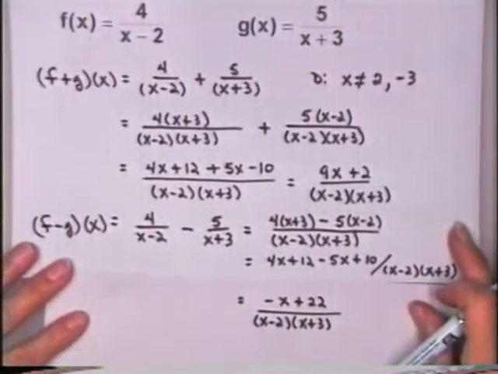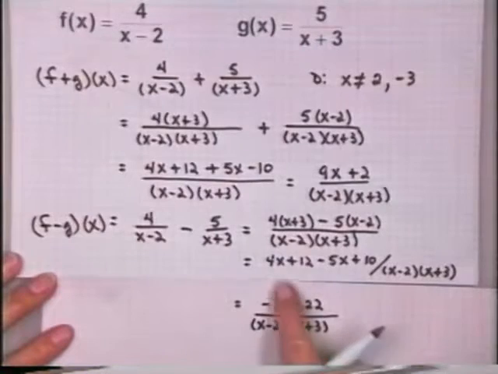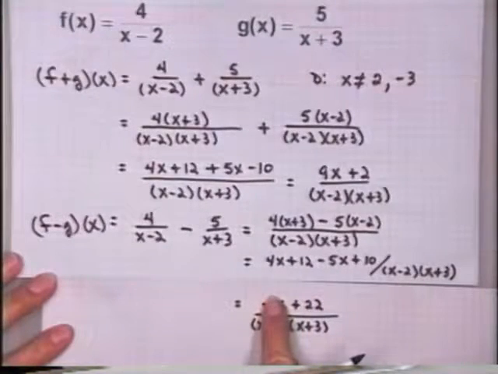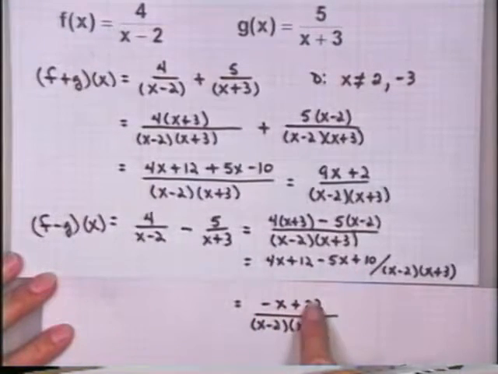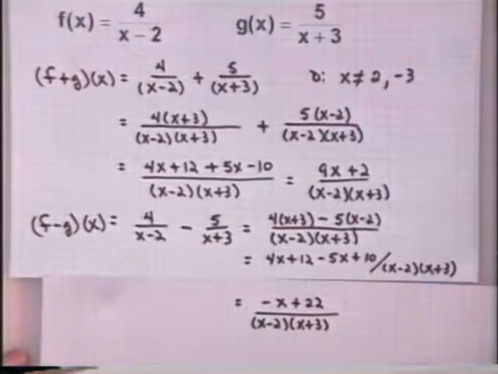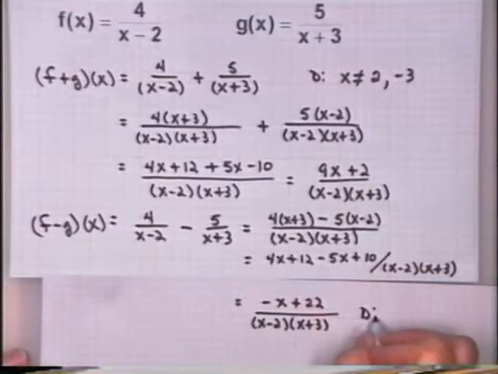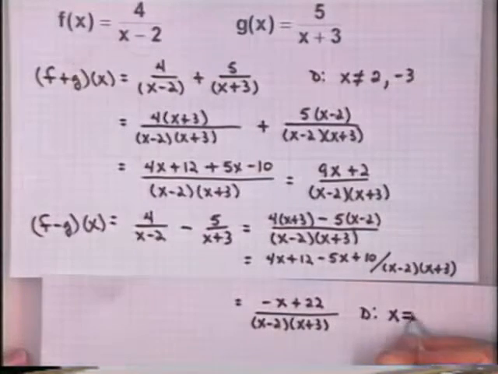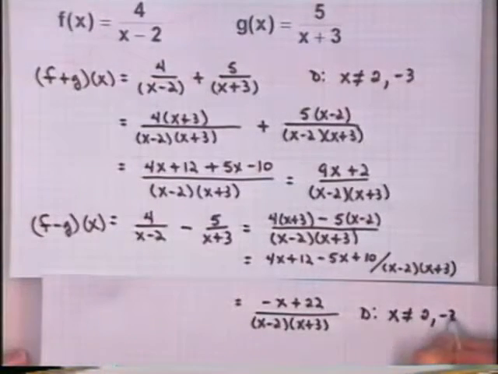Let me slide that up. I didn't realize that was off the screen there. 4x minus 5x is our negative 1x. 12 plus 10 is our positive 22 over our common denominator. And again, we've already calculated the domain when we did it for the sum. X can't be 2 and it can't be negative 3, can it?